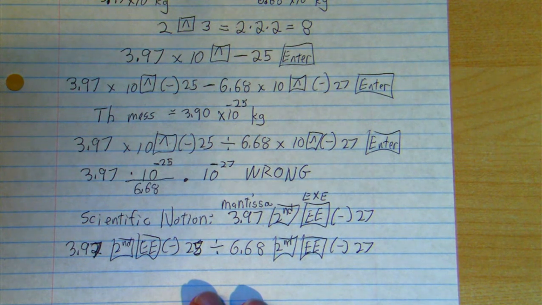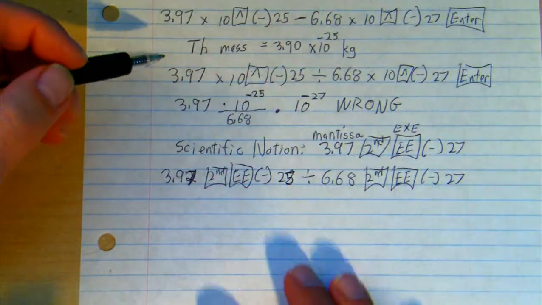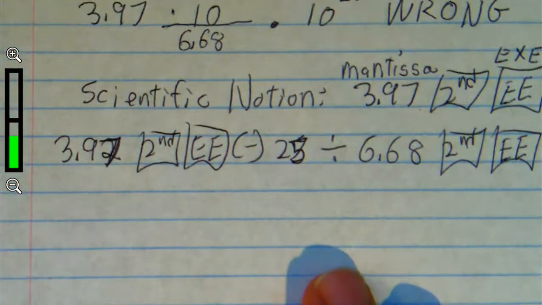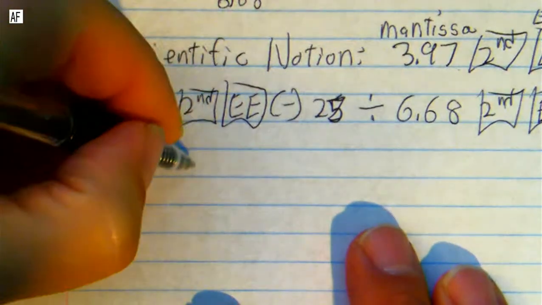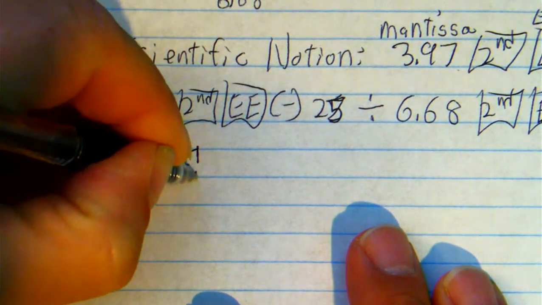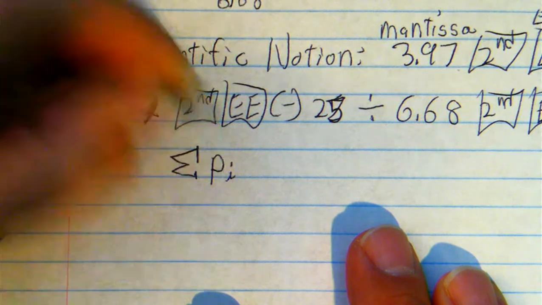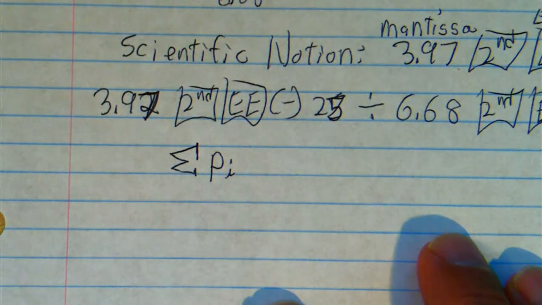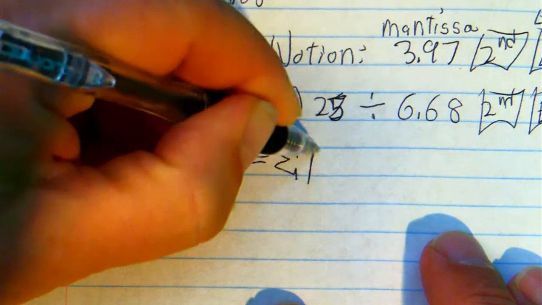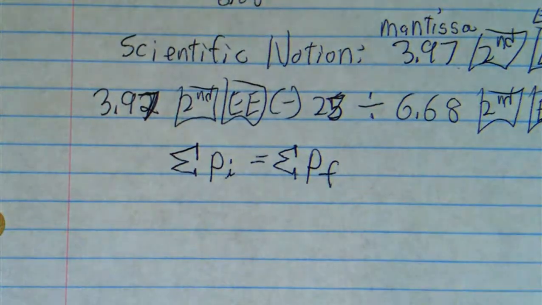Number 3, to solve problem 6, you need the one principle from this unit on momentum: the sum of all the momenta before, oh no, is equal to the sum of all the momenta afterwards.